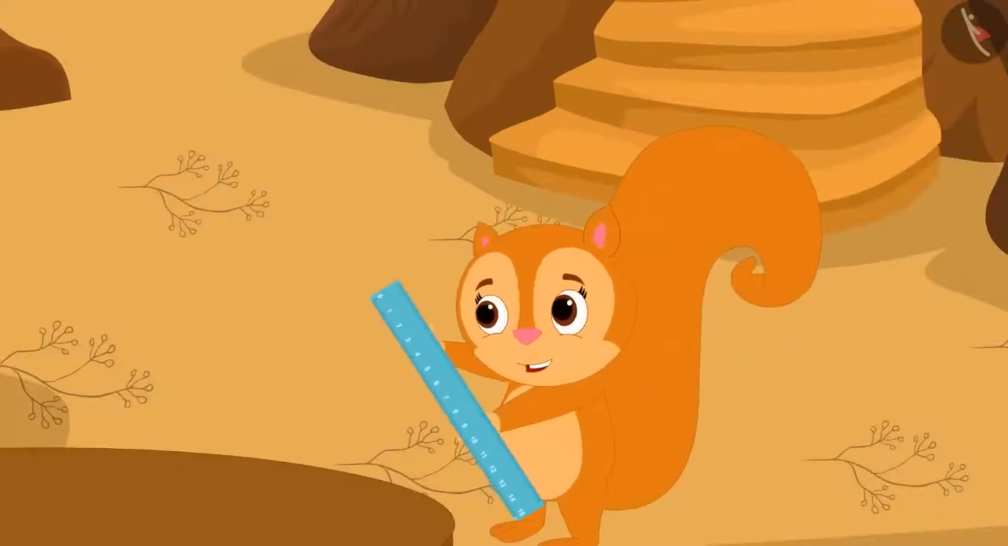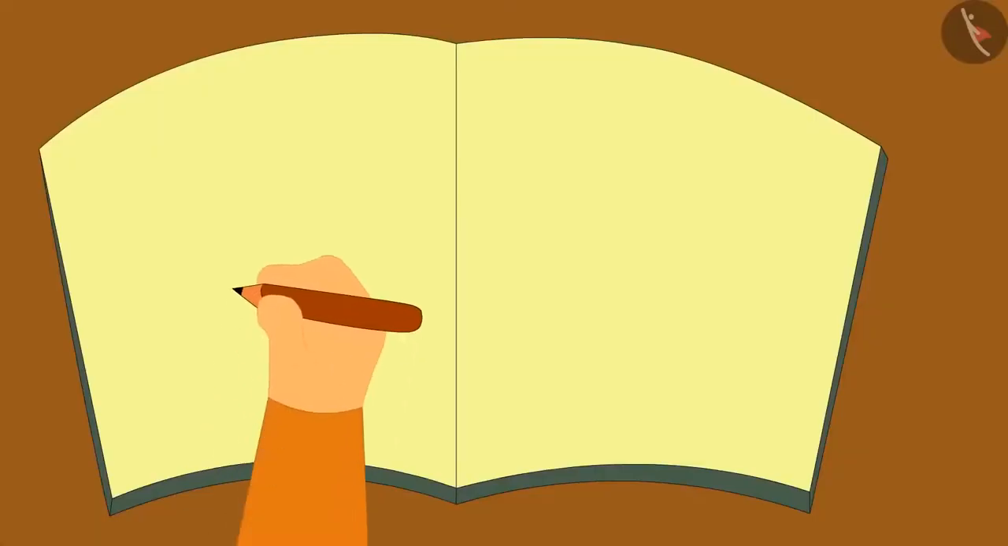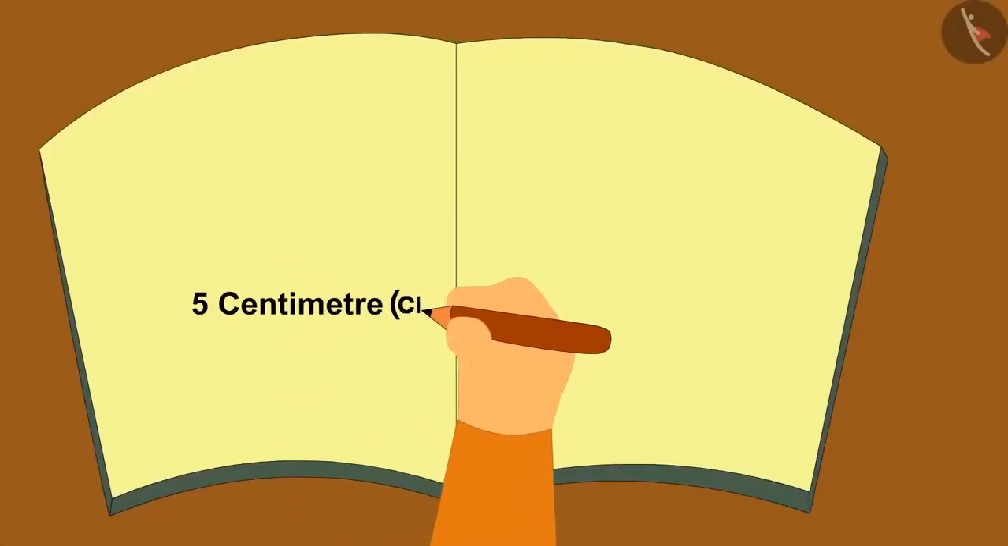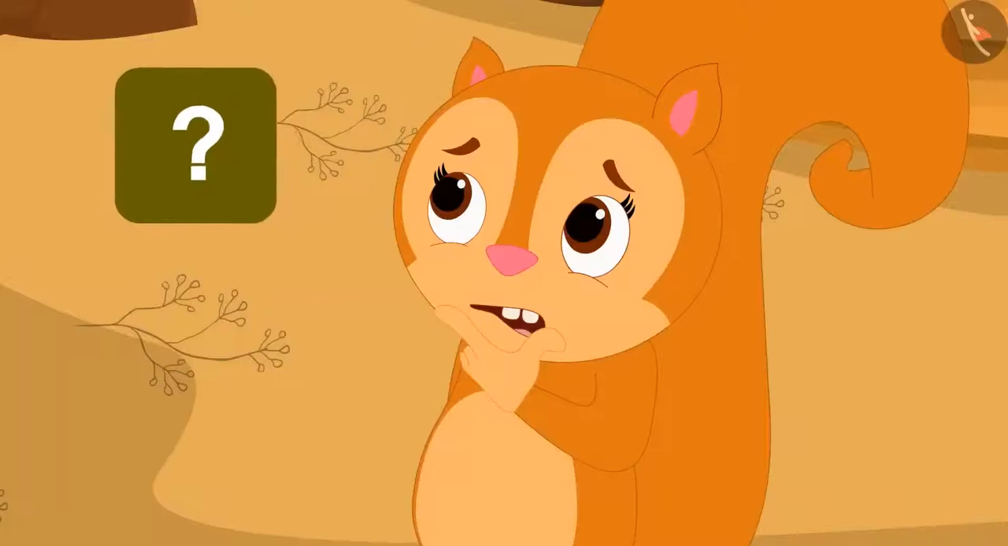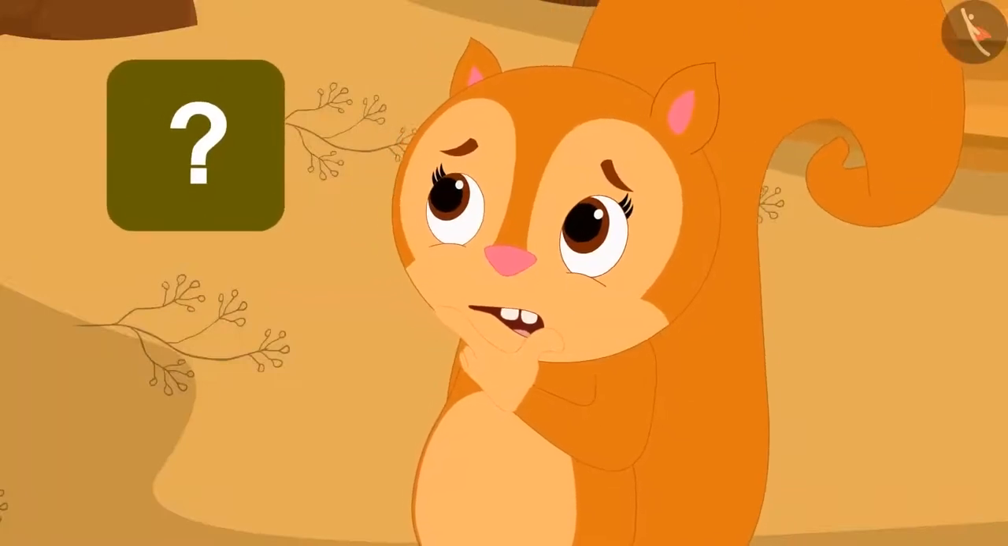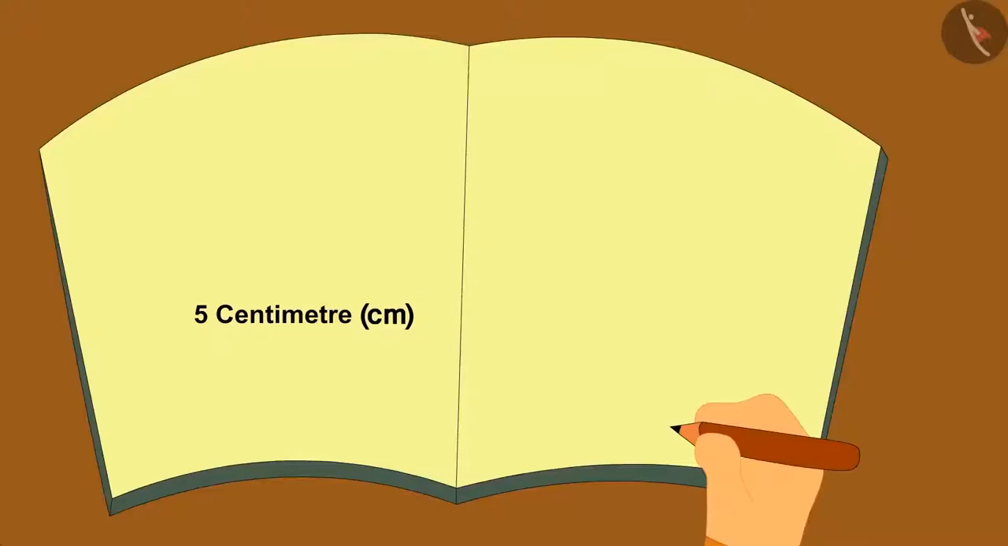She immediately placed the ruler next to her waist in such a way and wrote on a paper that her waist measure is 5 centimeters. Kids, did Chanda measure her waist properly? Chanda has taken the wrong measurement of her waist.